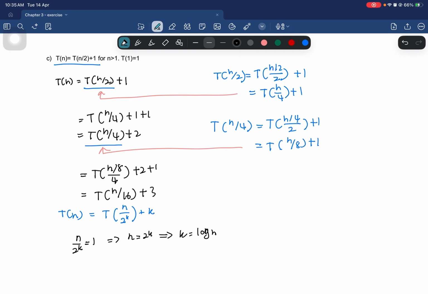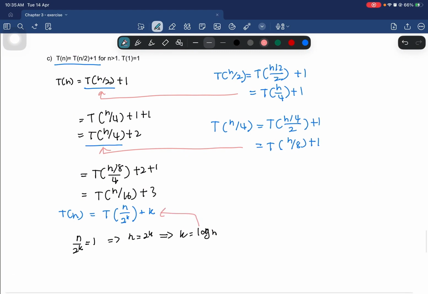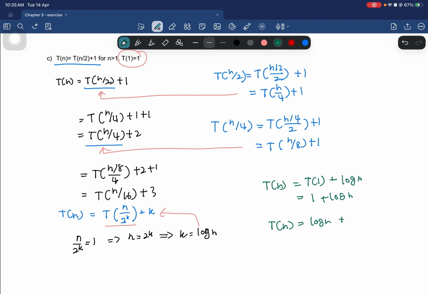Then we substitute log n into k. So we will get T of n equal to T of 1 plus log n. So T of 1 we substitute with 1, plus log n. So the conclusion is T of n equal to log n plus 1. So we will simplify it and get the BO log n.